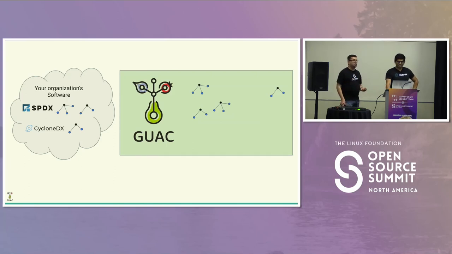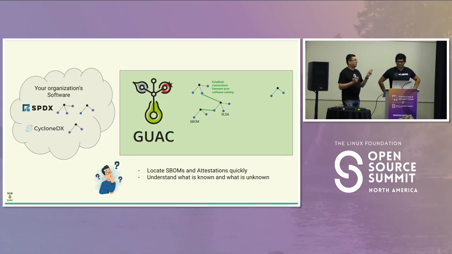GUAC is not just a static database. In fact, as soon as you insert something into GUAC, it tries to link it to everything else that is inside there. So I ingested some components, it detected that you depend on this artifact, but this artifact comes from this other repository, it creates the link between them, and you can start asking questions about the entire chain.